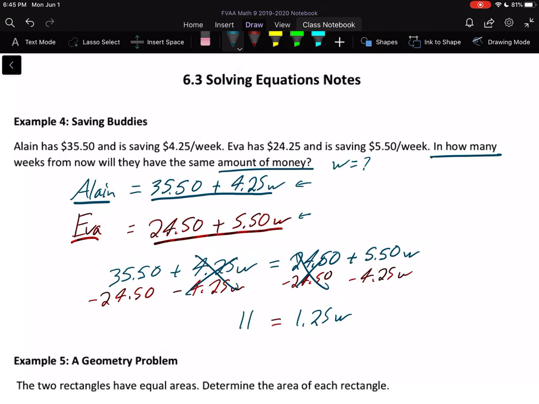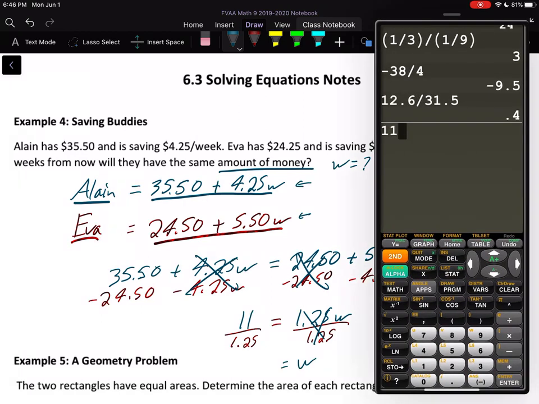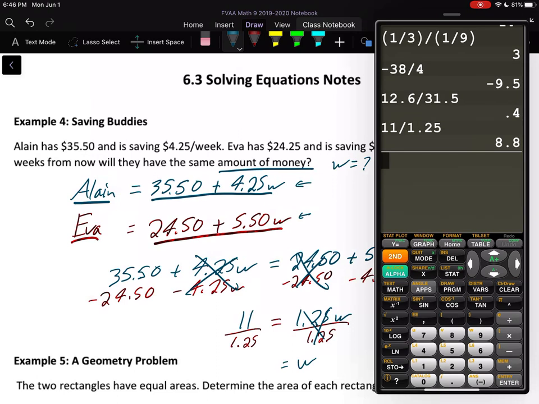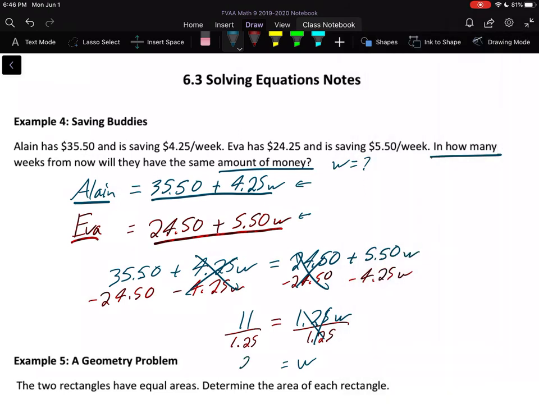So there's an $11 difference between their initial starting points, but Ava saves $1.25 more per week. How quickly will she be able to make up that ground, the $11 between them? Well, divide that $11 by the $1.25 more that she's saving, and you get an answer of about 8.8 weeks, so essentially by week 9.